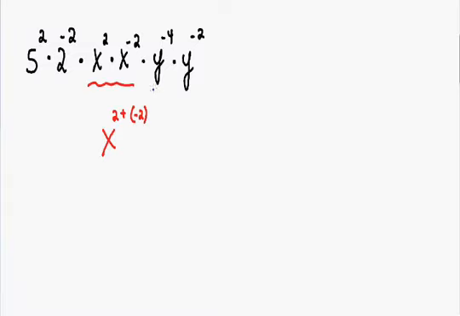And we can do the same thing with our y terms. They're being multiplied with each other, so we can simplify them by adding the exponents. So we have our y, and if we add the exponents, we have a negative 4, and we need to add that with our other exponent of negative 2.